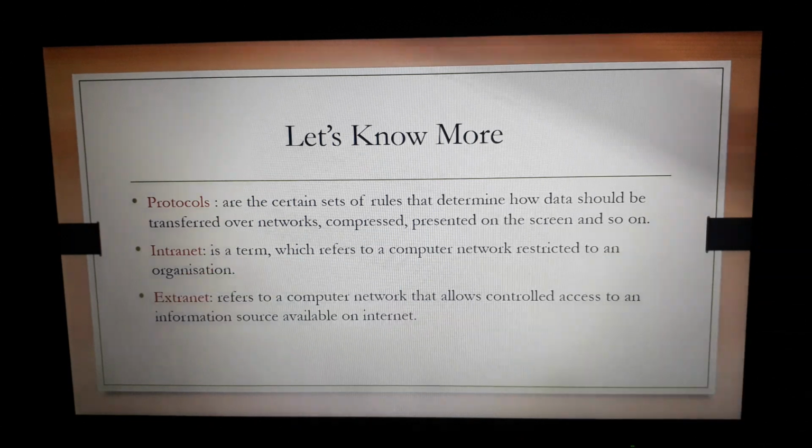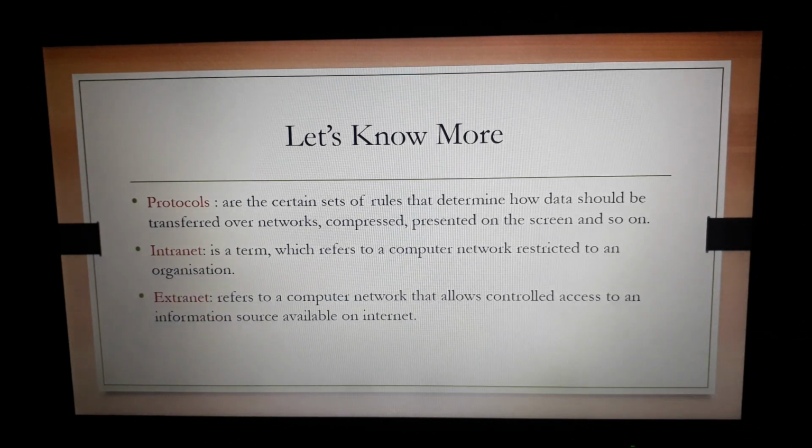Then intranet. Intranet is a term which refers to a computer network restricted to an organization. It means a private networking system that any company or organization sets up as their own networking system. So only people of that company or organization work on that network, no one else. For others it is restricted. Okay, it is known as an intranet.